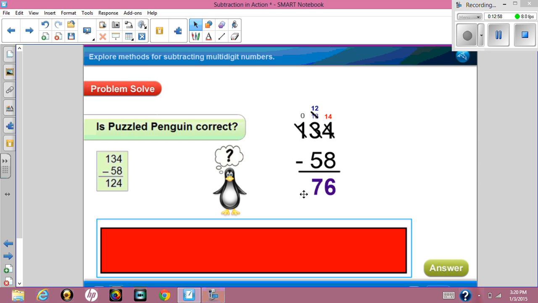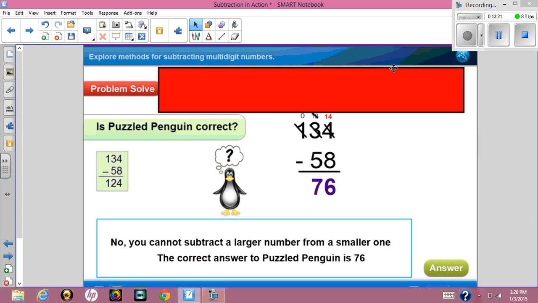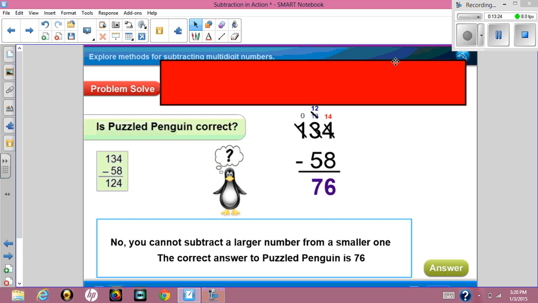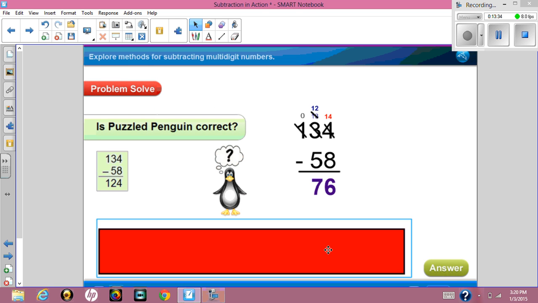First of all, he just decided that he would subtract 4 from 8 instead of the 8 from the 4. And he, well, I'm not sure what he did with the other. It looks like he subtracted again. We are going to simply correct him, and let's see what we learned from our friend Mr. Penguin. It says, no, you cannot subtract a larger number from a smaller one. The correct answer to Puzzle Penguin's equation is 76.